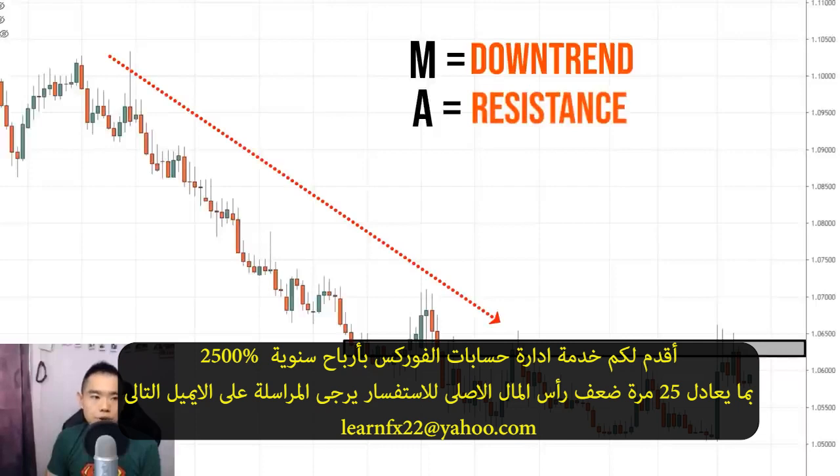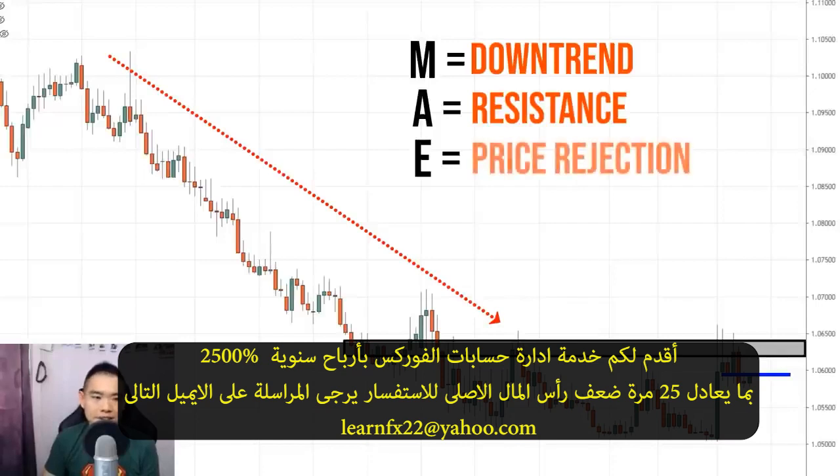Number 3, entry trigger. Do we have an entry trigger to trade this market? From the looks of things, I see a price rejection over here and then another price rejection over here. So multiple price rejection. I would say that is an entry trigger to short this market. So let's call it PR, price rejection. What about exit if we are wrong? This is the other E. Where will you exit if you are wrong?